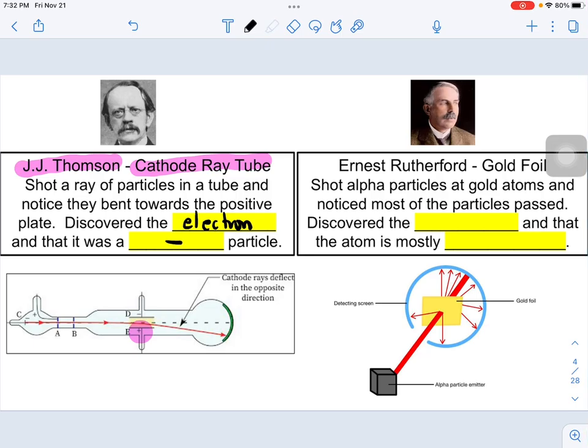Let's go ahead and go to Ernest Rutherford. His experiment was called the gold foil experiment. And let's look at this picture right here that I'm highlighting, right?